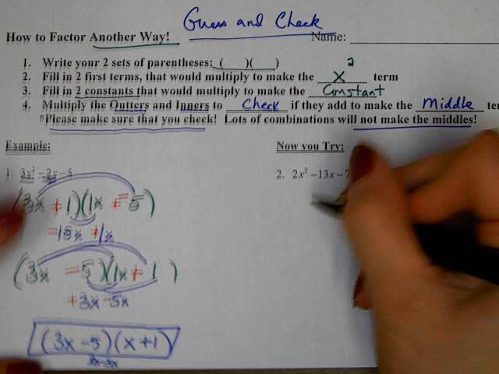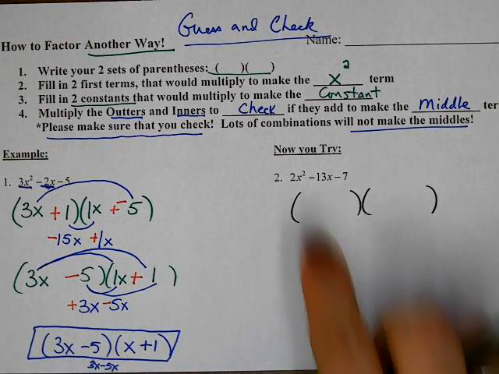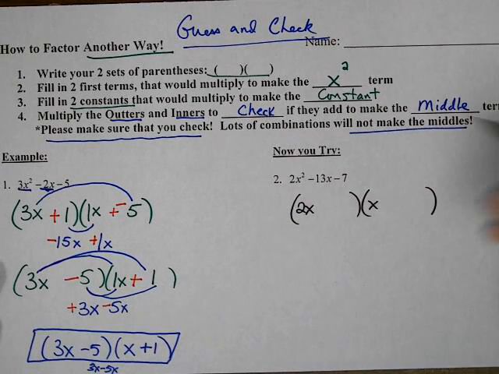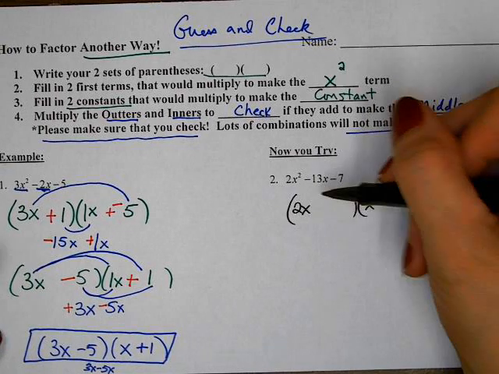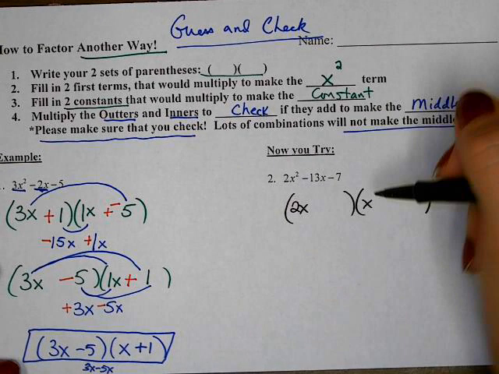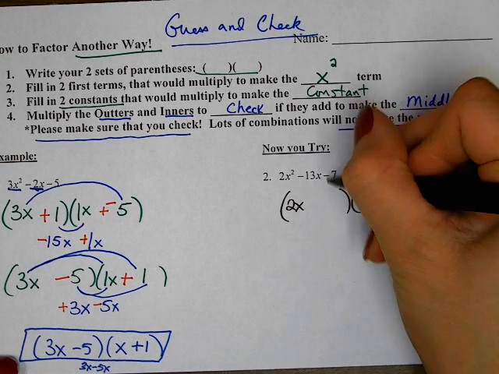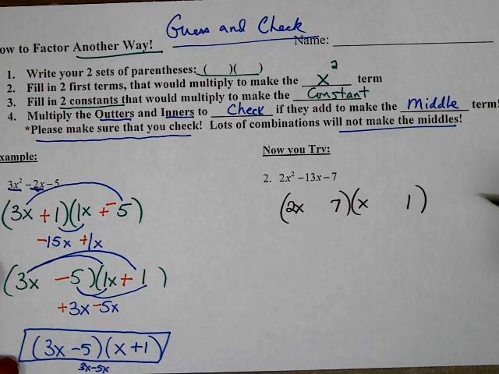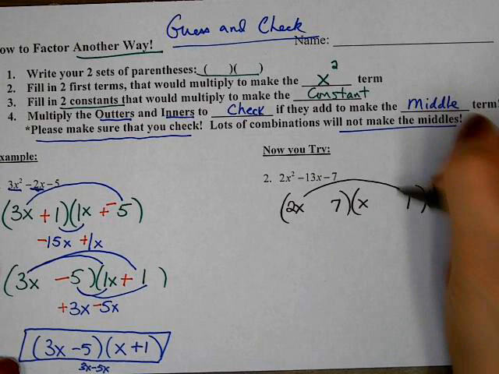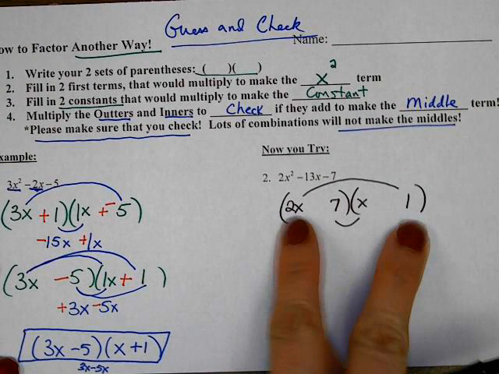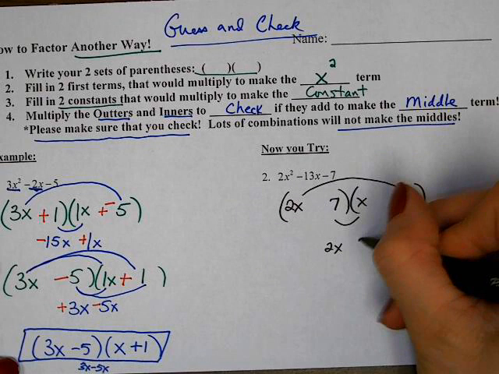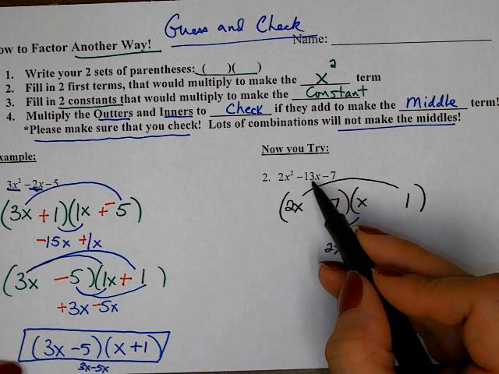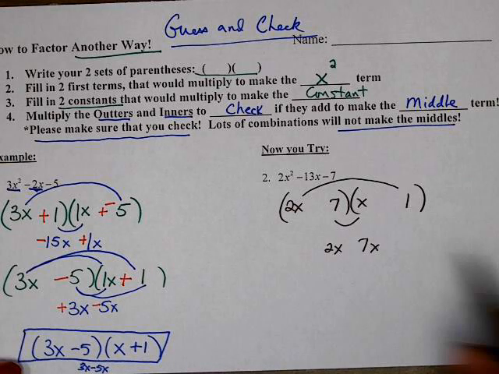Let's try this one. I'm going to start with two sets of parentheses. How do we make a 2x squared? Well, I know that's easy. That's 2x times x. It gets really hard when it's like a 6. Is it 2 times 3, 3 times 2? Is it 1 times 6? There's so many combinations. How do you make a 7? It's got to be 7 times 1. But now we have to check the middles. So we have to check outers and inners. The outers make 2x and the inners make 7x. Even if I put plus and minus signs, are those going to add or subtract to 13?